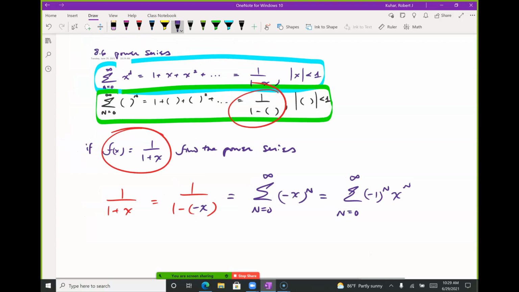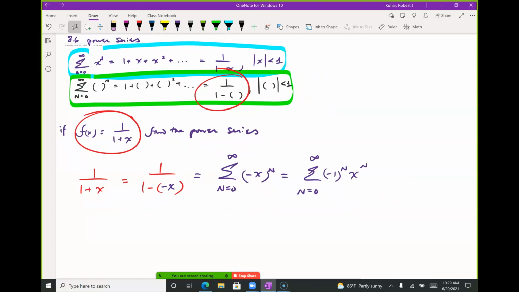And so now I can start writing this out. Well, let's think about it. When n is 0, that's an even power of negatives, which is going to give me a positive. So I'm going to get 1 minus x plus x squared minus x cubed, etc. Do you agree with that?